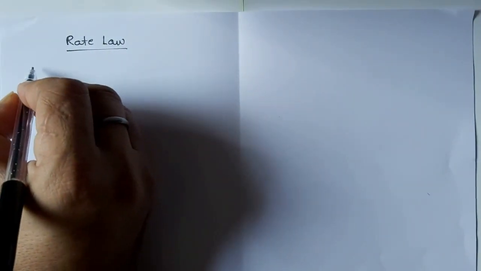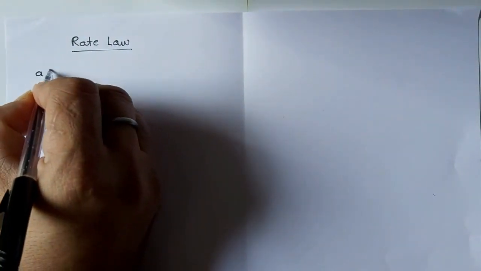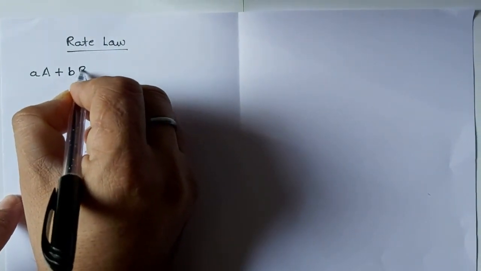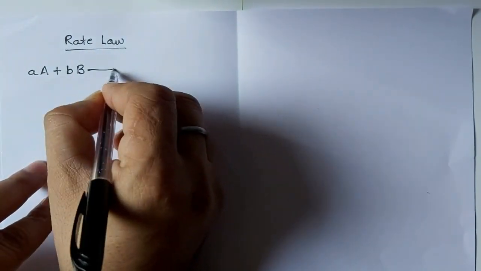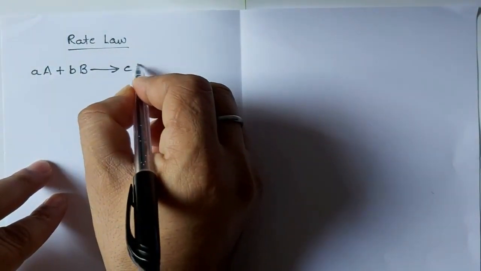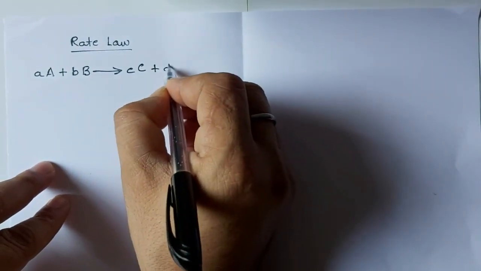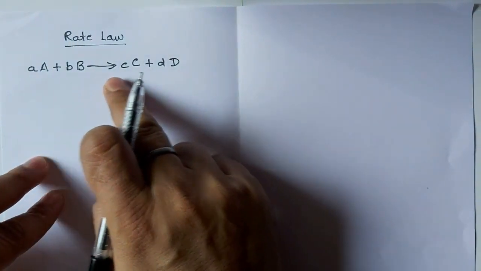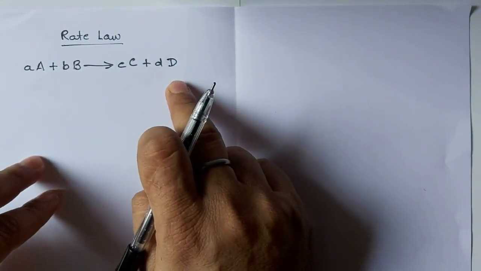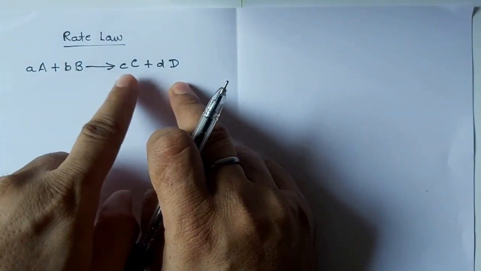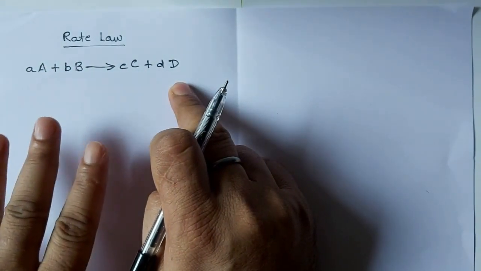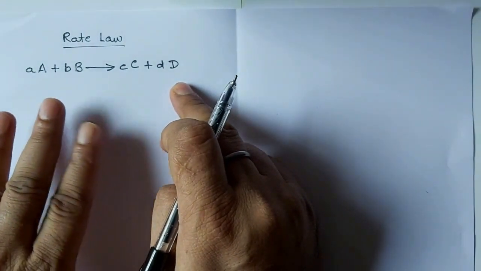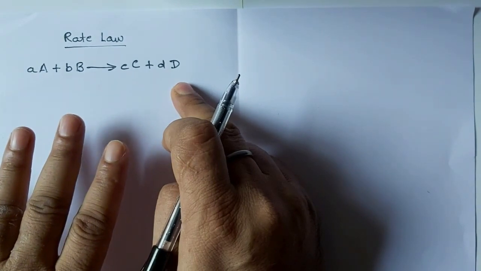Consider a hypothetical chemical reaction in which a moles of A is reacting with b moles of B to give two products, c moles of C and d moles of D. Now, this equation has hypothetical terms and we know these are numbers of moles. Consider this to be a balanced chemical equation. That means it is a stoichiometric equation. Stoichiometry is maintained in this chemical equation.